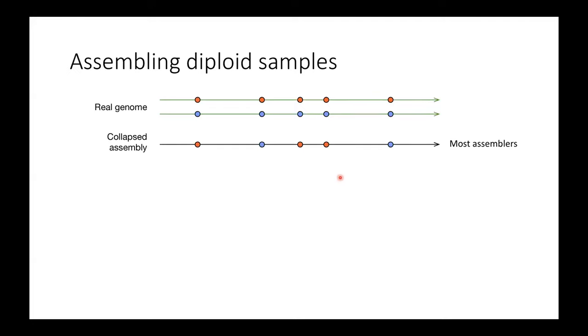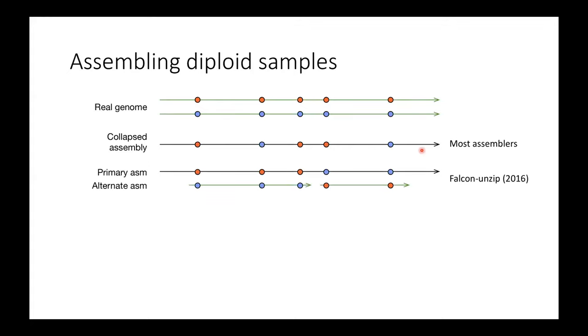And the traditional assemblers, I would say most of the assemblers would give you an assembly like this. This basically has the parental alleles randomly switching, rapidly switching in this context. Most assemblies produce this, and basically lose almost all the phasing information in the assembly.